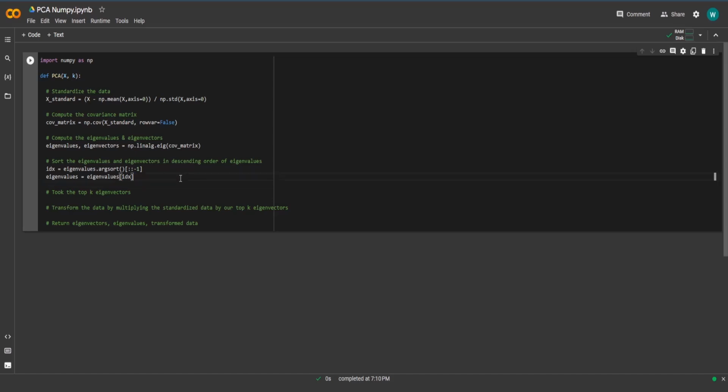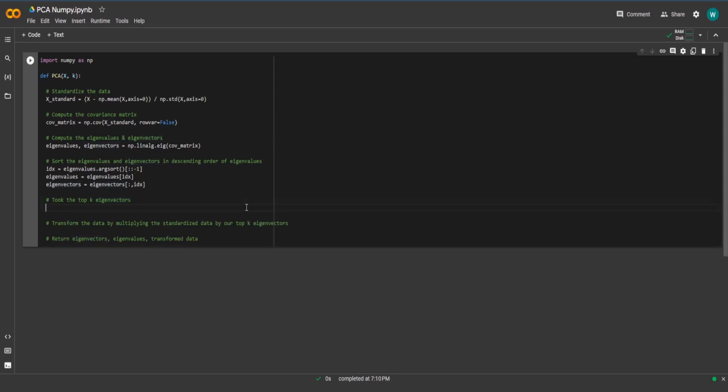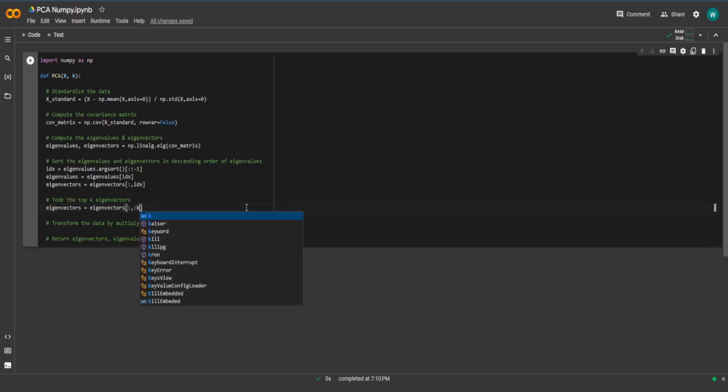And then same thing with our eigenvectors. The way we're going to slice this is, okay, we're going to take everything, and for the columns, we're going to take the columns in descending order. So how are we going to take the top k eigenvectors? Well, the top k eigenvectors are just going to be everything here. We want everything except we want the top k, and that's how we index that in Python.